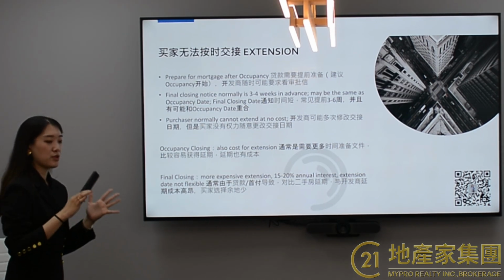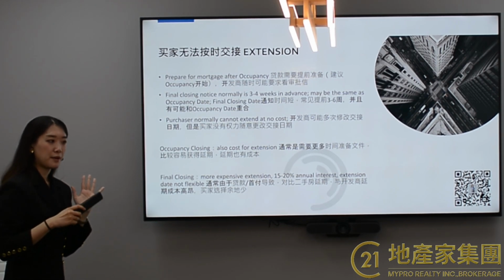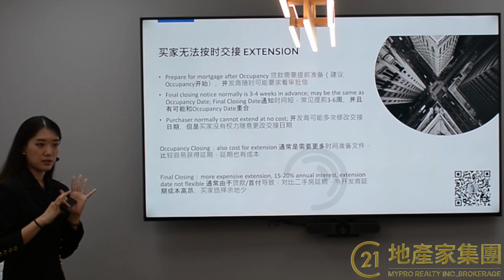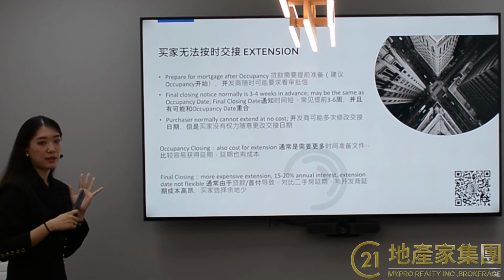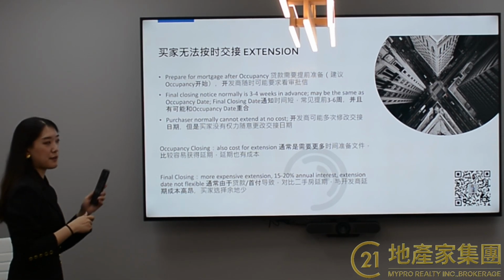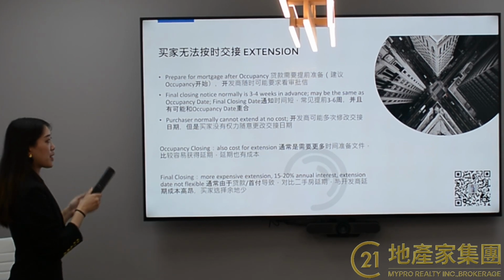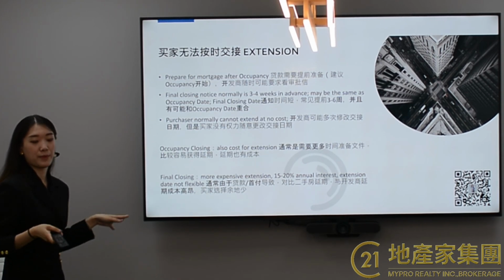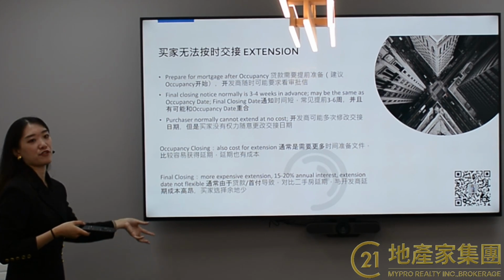Most of the chance they will just tell us occupancy closing is this date, but sometimes, about 10% of the time, they're going to tell us that we're doing final occupancy closing and final closing at the same time. So basically they're skipping occupancy closing. If that's the way it's done, then the buyer will have a very short period of time to prepare for the final closing mortgage, because it caught them off guard, right?